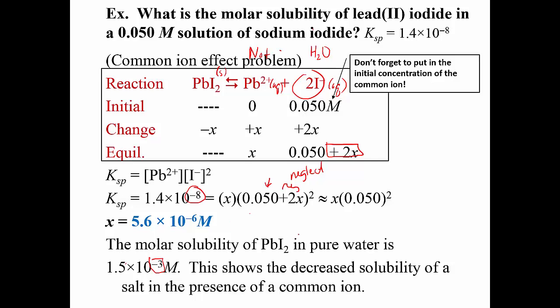Now, what also sometimes is, instead of just saying molar solubility, it might say, what is the concentration of the lead ions? Remember, that's just X. So this would just be, the concentration of lead ions would be 5.6 times 10 to the negative 6th. So know what that X means, and that is where doing a RICE table can definitely help.